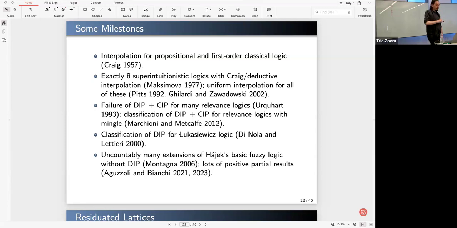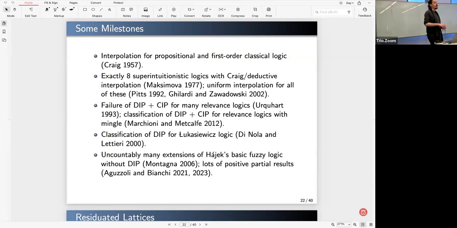There were also some classifications of the deductive interpolation property for Łukasiewicz logic, kind of a commonsensical fuzzy logic. This is completely classified since 2000. Craig interpolation is also completely known there. Essentially, none of them have Craig interpolation. Deductive interpolation, there are infinitely many. And in the early 2000s, Franco Montagna showed that there are uncountably many extensions of Hájek's basic fuzzy logic that don't have deductive interpolation.